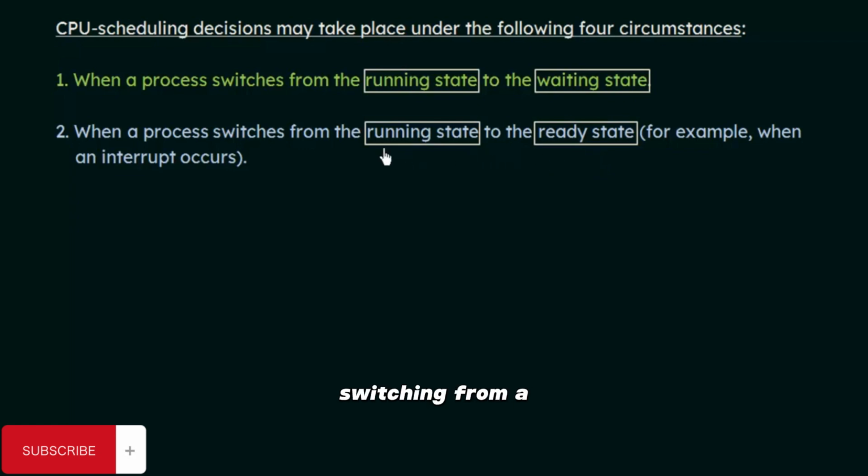When a process is switching from a running state to the ready state, at that time also, CPU scheduling decisions may take place. Moving ahead, we are going to understand what we mean by these decisions. For now, let us just focus on these circumstances. So let's come to the third one.